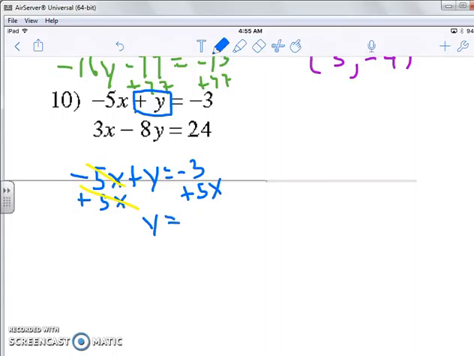On the other side, we do not have like terms. The x and the constant don't combine. It's like having 5 apples and 3 oranges. You can't put them together and make some crazy new fruit. So we've got y equals 5x minus 3. Now, since y is 5x minus 3, I'm going to take this and replace y with it.